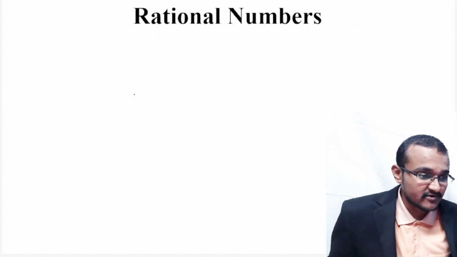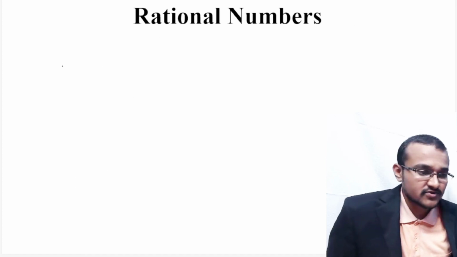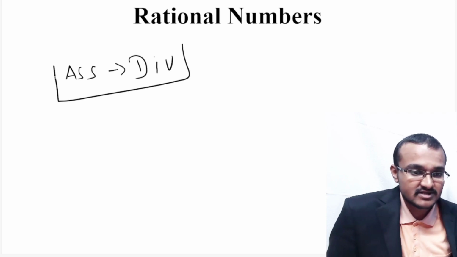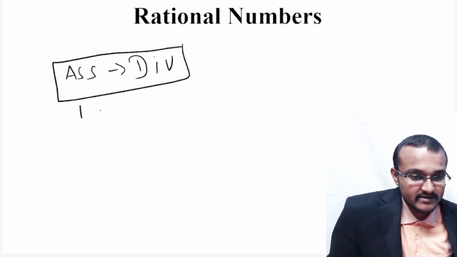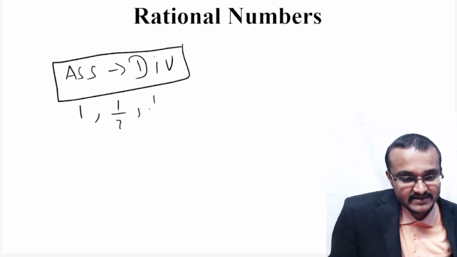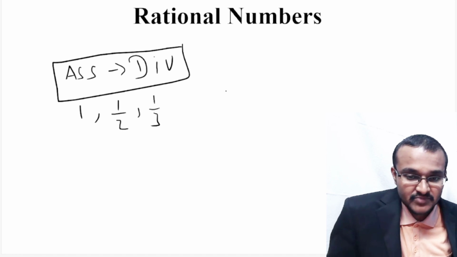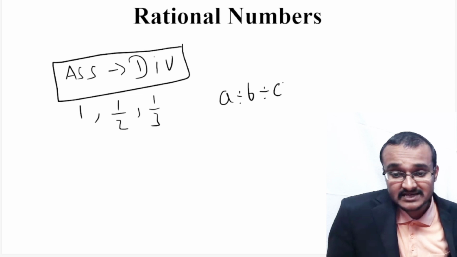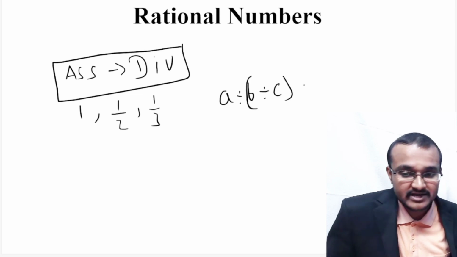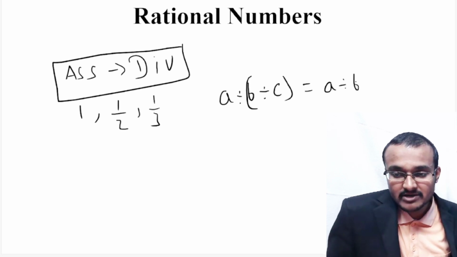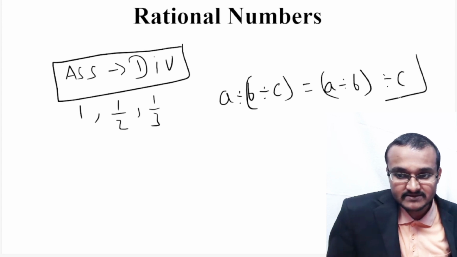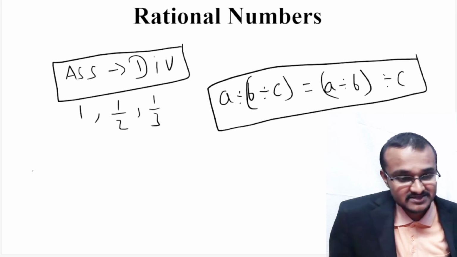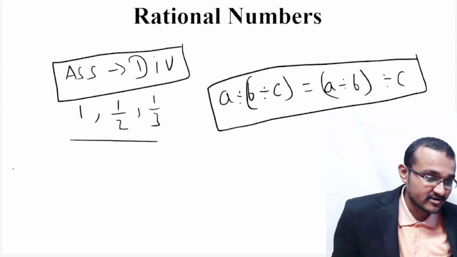Similarly, if you check for division, it will not be satisfied. So you can test that. So associative property under division for rational numbers. If you consider 1 by 2 and 1 by 3 as your three rational numbers, we should check whether this particular condition is satisfied or not. A divided by of B divided by C is equal to A divided by B of divided by C. So this particular equation should be solved. So let us test whether these three rational numbers are satisfying it or not.